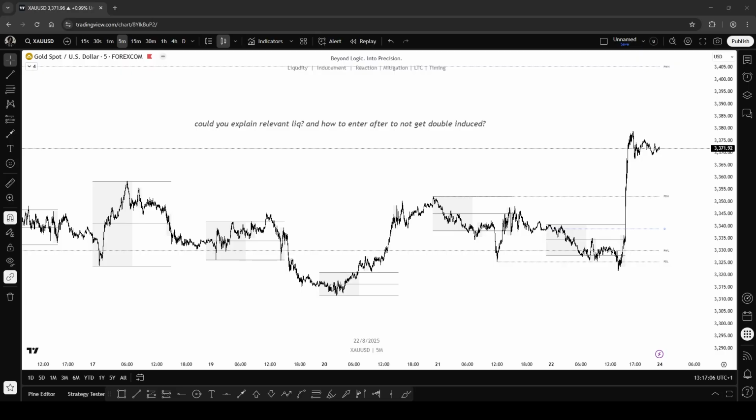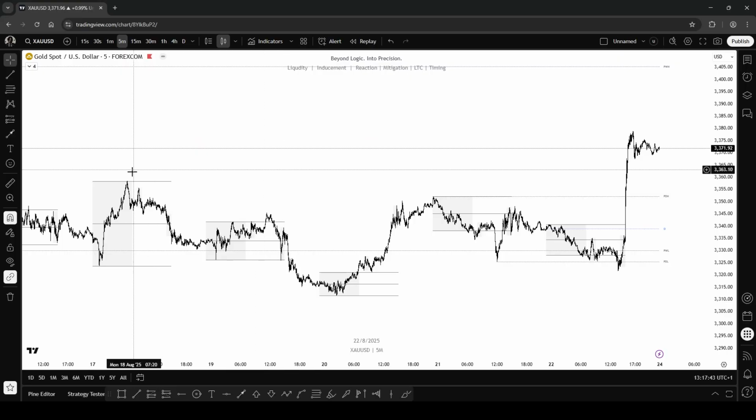Okay, so that's the difference between liquidity and relevant liquidity, because everything is liquidity in the market. And you have different types. We talk about IPA, we talk about equal highs, we talk about session liquidity, we talk about previous days' highs and lows. Those are relevant liquidities, right? I hope that responds to that question.